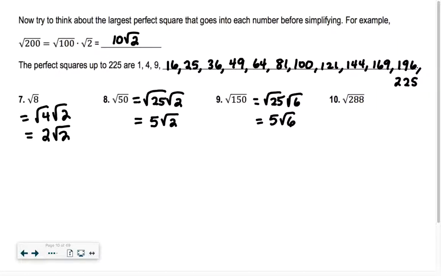288. Yeah, we did. We said it was 144 and 2, so it should be 12 root 2. Does that make sense? Do you guys get that? Yeah, Ian. Can you break the 12 down, though? Like the 12 could be 3 times 2 times 2. Yeah, but we would want to simplify it and combine those for the final answer.